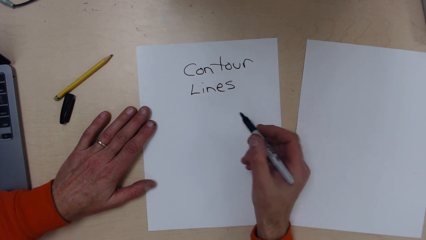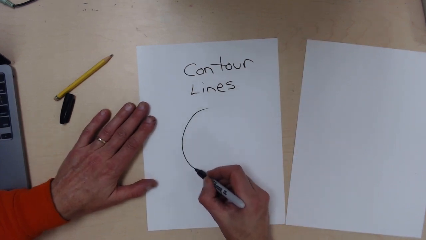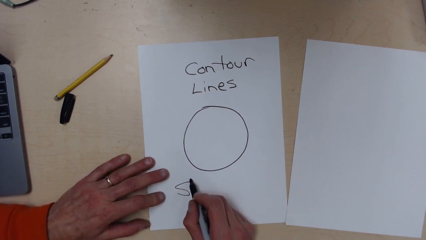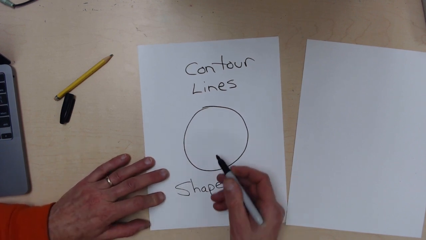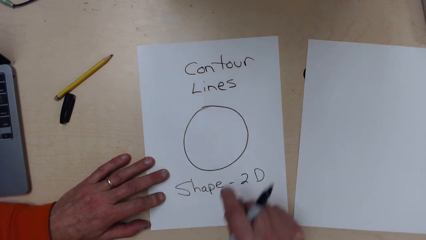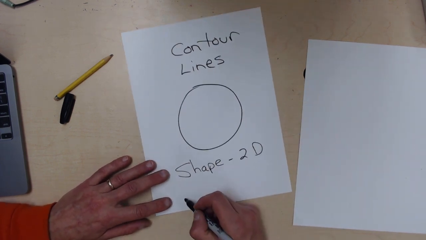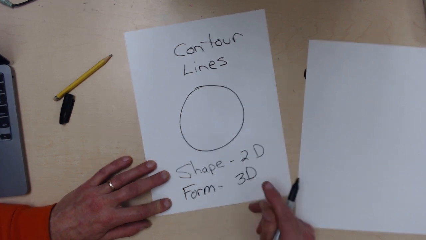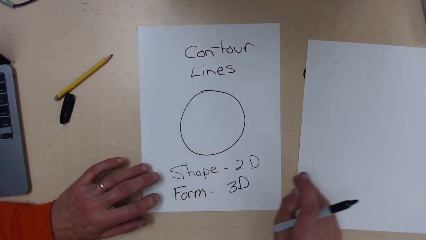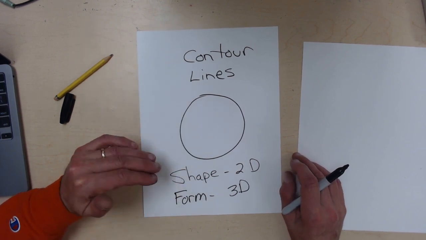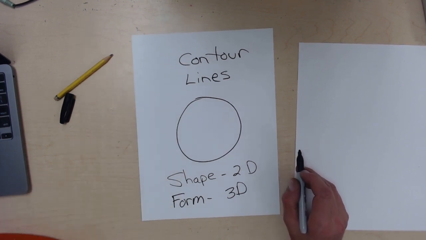A quick sample of this would be a simple shape. A shape, like a circle, is 2D. It has height and width. But if it were a form, it would be 3D. It would have height, width, and depth. Now, we can't make a three-dimensional object on paper, but we can create the illusion of one.